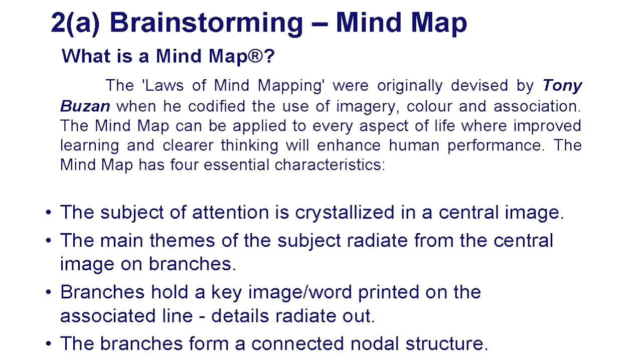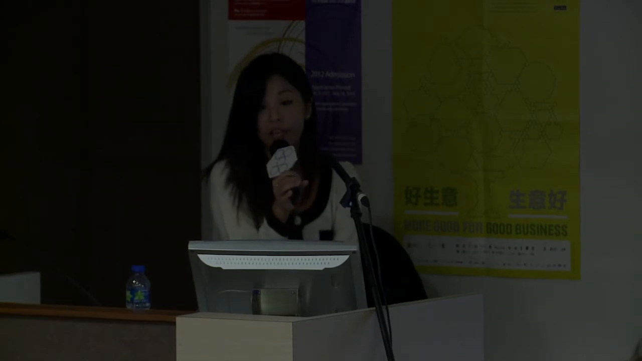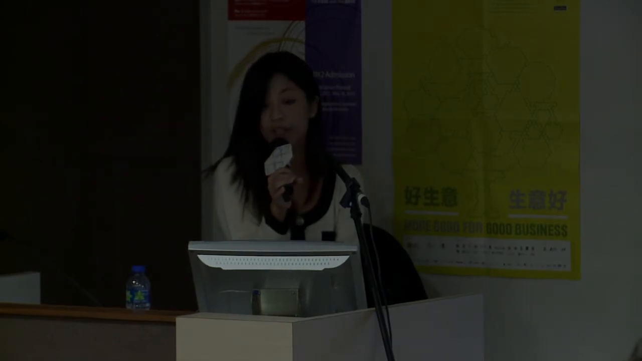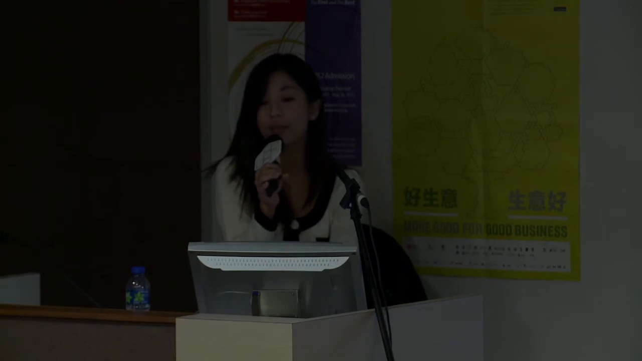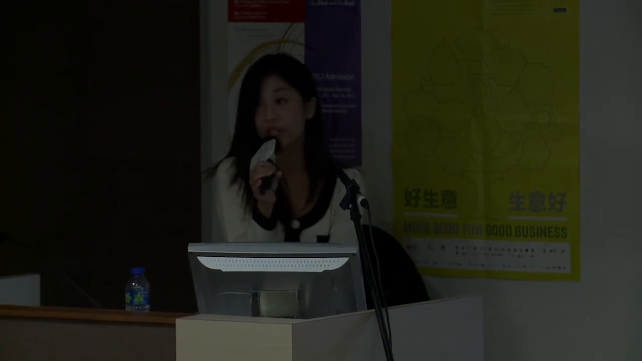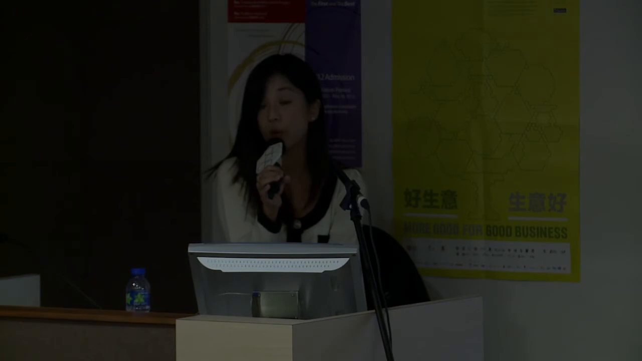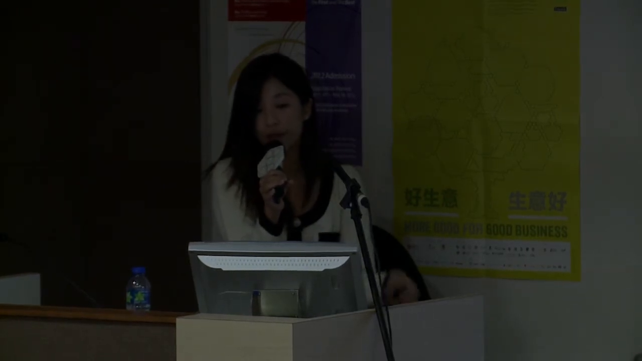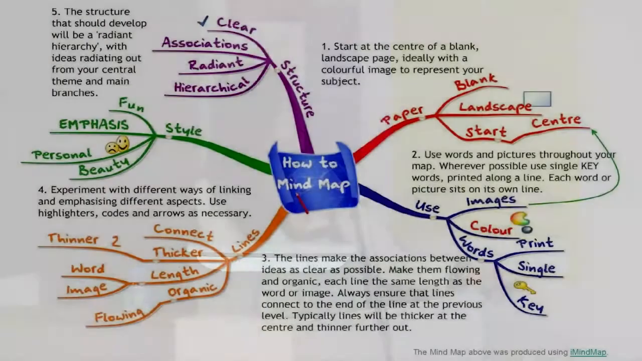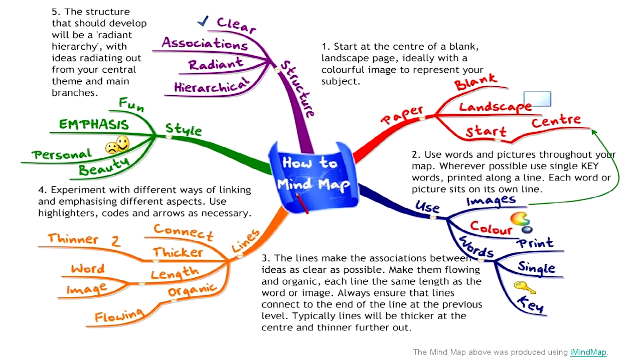Mind mapping, a technique that all of you should have already learned from school. Obviously, mind mapping, four things actually. Subject of attention is in the central image. Main themes of the subject branch out from the central image. The branch holds the key image or word, and then the branches form a connected nodal structure. So basically it should look like this. It is in your course manual as well, okay?